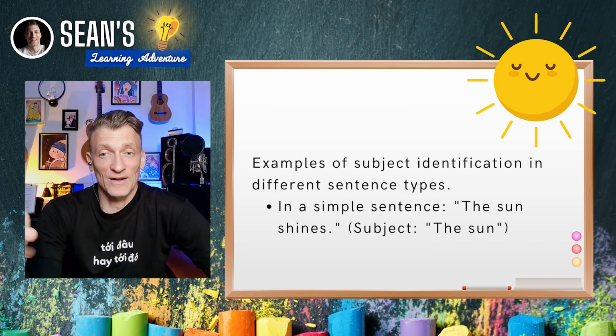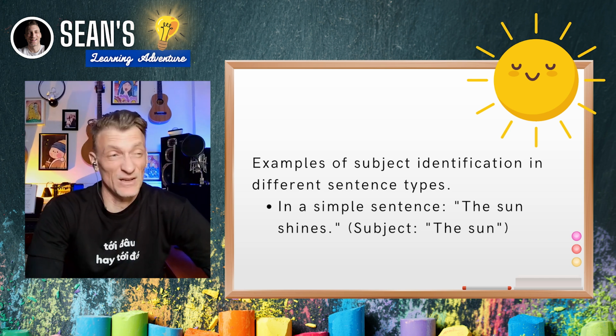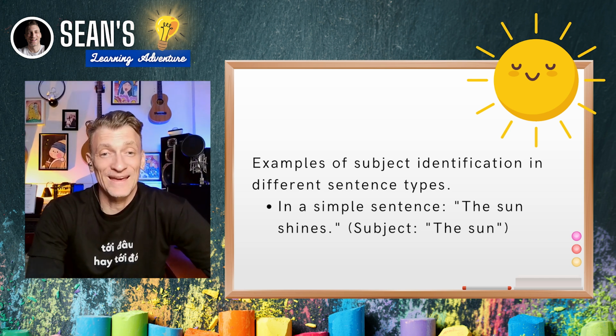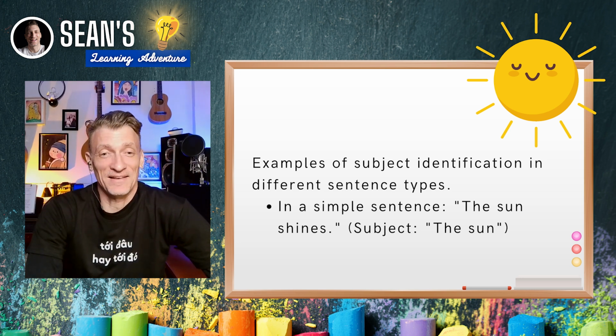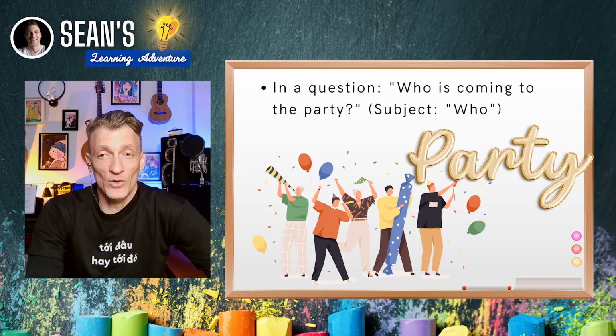Here are some examples of subject identification in different sentence types. Number one, in a simple sentence, the sun shines. All right, what is our subject? What is shining? Well, obviously, it is the sun. See that cute little sun right there? Isn't it lovely?